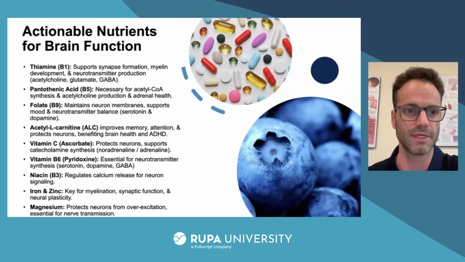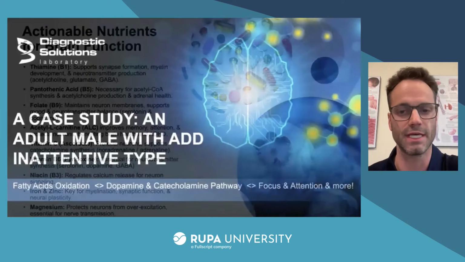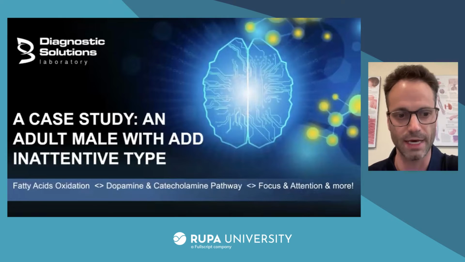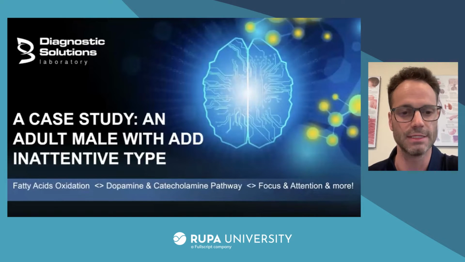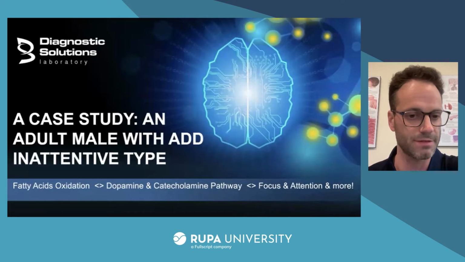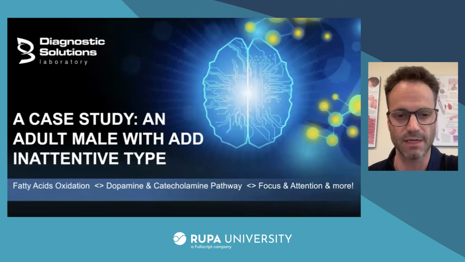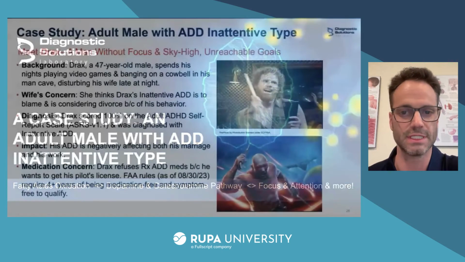So this test could really capture a lot of things that are affecting brain health, mood, and energy. And now we're going to get into the case study. Hopefully this is the fun part for everybody. This is kind of an amalgam of real people, so their names are changed for their privacy, of course. We'll talk about fatty acid oxidation here, dopamine and catecholamine pathway, and focus and intention, of course.